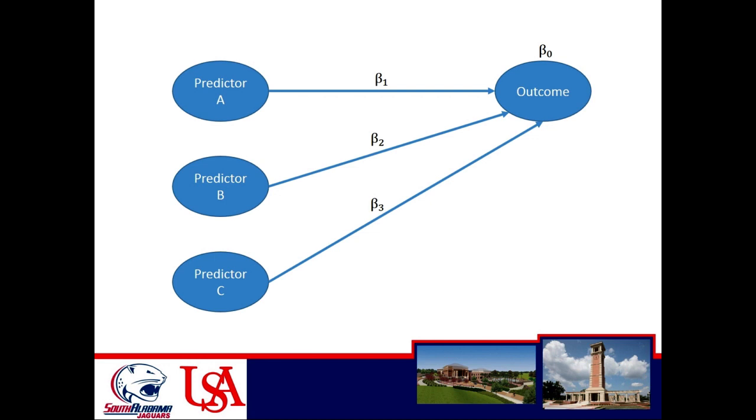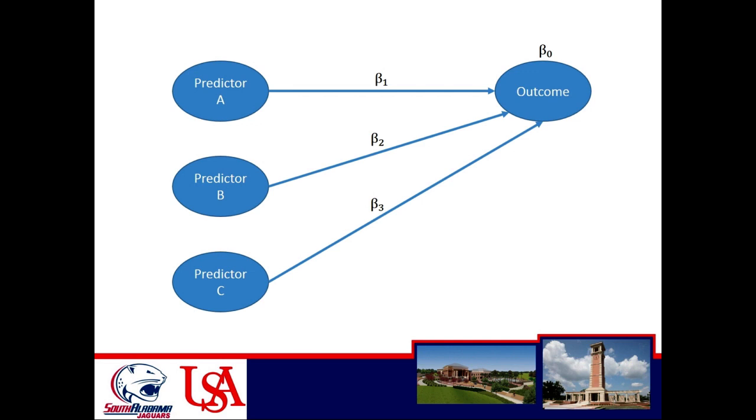And then you get your beta 1, beta 2, and beta 3. And that gives you an indicator for every 1 unit increase in the predictor, how much does the outcome go up? So if predictor A goes up by 1, how much does the outcome go up? If predictor B goes up by 1, how much does the outcome go up? And if predictor C goes up by 1, how much does the outcome go up? And that question can be answered by beta 1, beta 2, and beta 3 respectively.